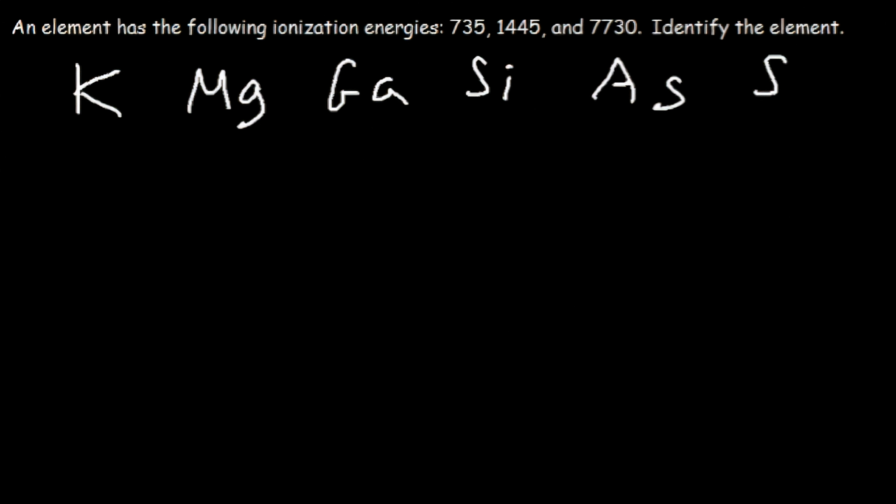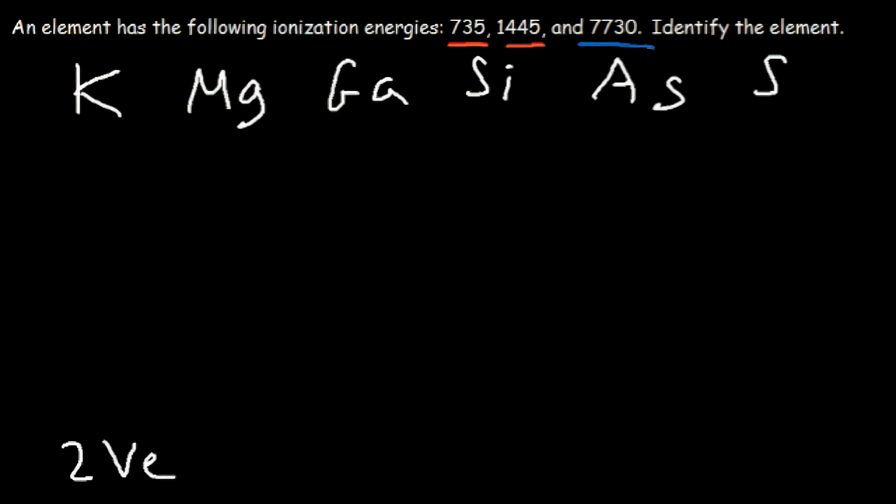Now let's look at the ionization energies. Going from the first to the second, the increase is about 700. But from the second to the third, the increase is over 6,000. That means the jump occurs after the second ionization energy. So the third ionization energy is associated with the removal of a core electron, which means the first two are valence electrons. So this element has 2 valence electrons.